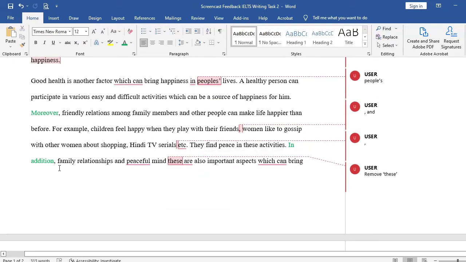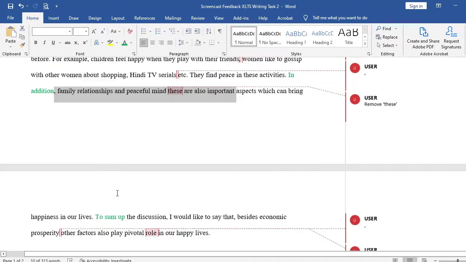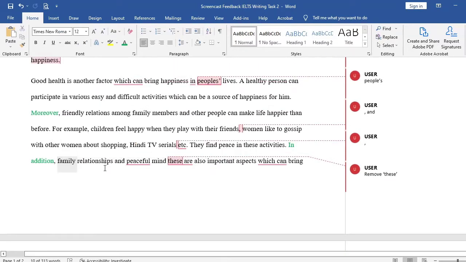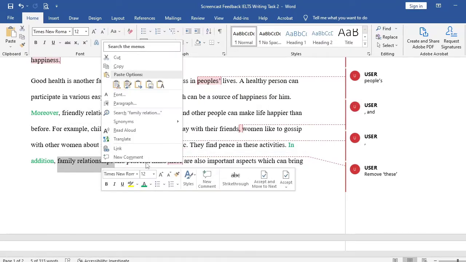And finally, peaceful mind. So she talks about family relationships again, and then also adds in peaceful mind. So there is some repetition. This is the new point that she brings up, but she also wrote family relationships, even though she talked about friendly relations among family members. So this is a repetition. Let me just write it in the comment.